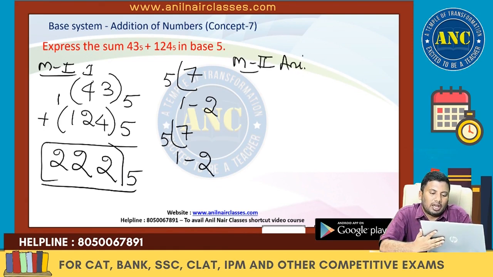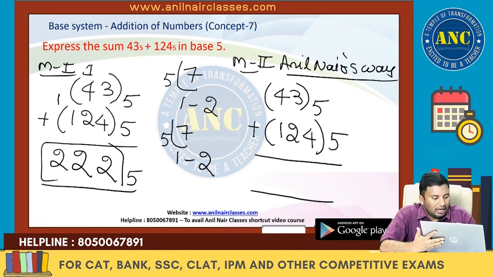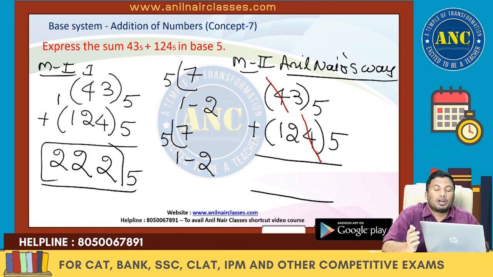Now method 2, Anil Nair's way. How I will solve this question is, if options are there: 43 base 5 plus 124 base 5. In a base system 5, what should we divide by? We should divide by 4. Delete the digits 4 or digits whose sum is 4. 3. 1 plus 2 is 3.